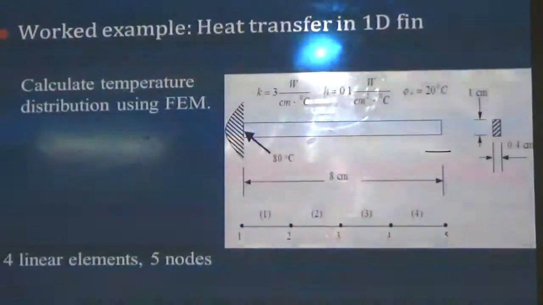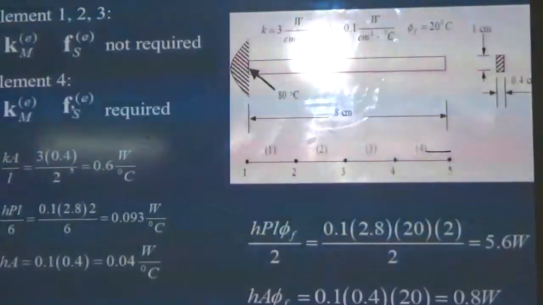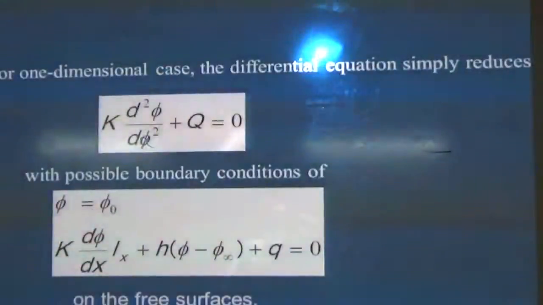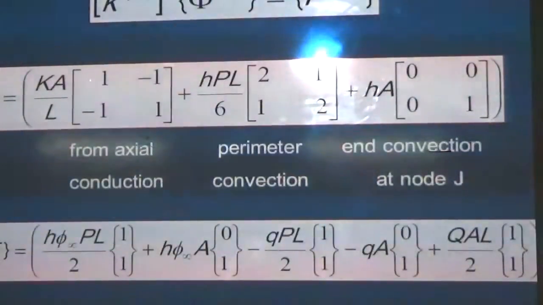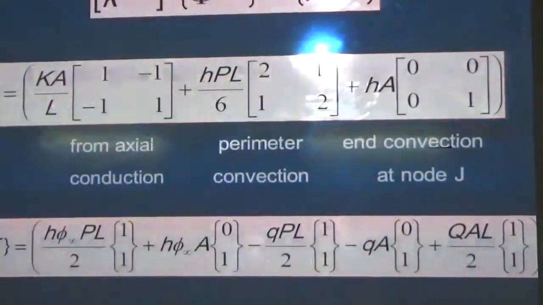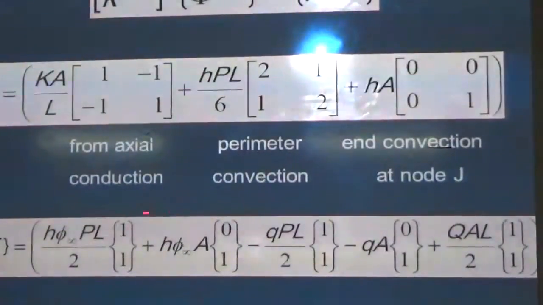Each element length is 2 cm, 2 cm, 2 and 2. Okay, now let's calculate the other parameters, K by L. Calculate the conductivity is given, area is given, area is a rectangle. L is 2 cm, H value is given, perimeter you can calculate, circumference you can calculate. Okay. All the data are given.